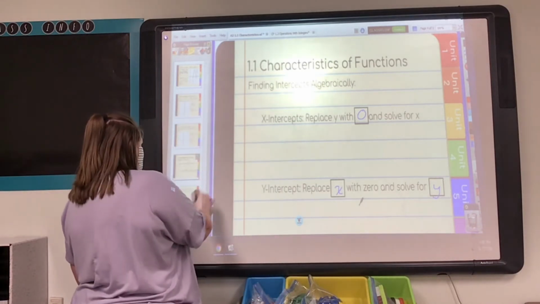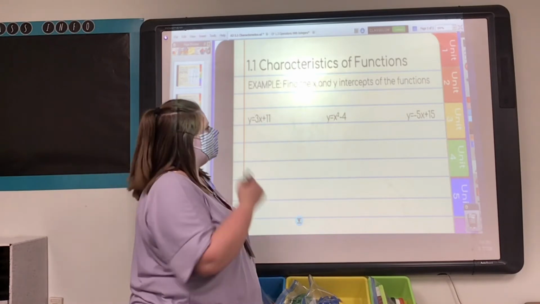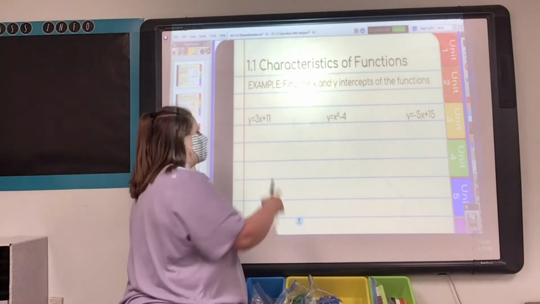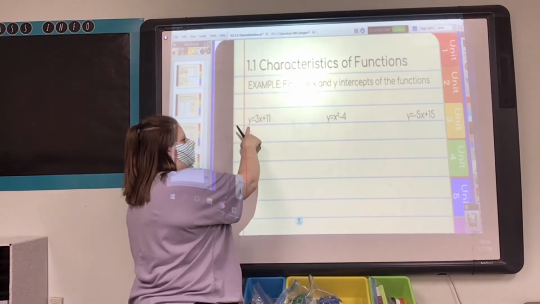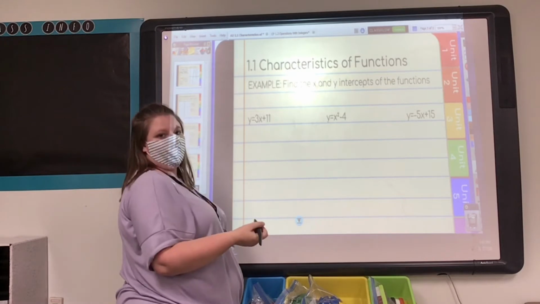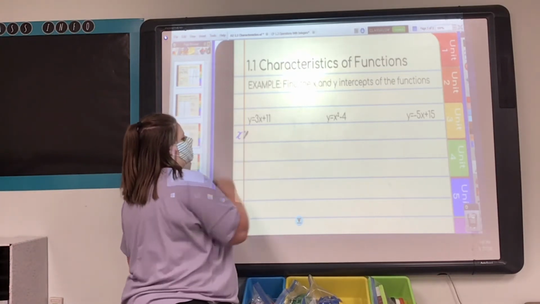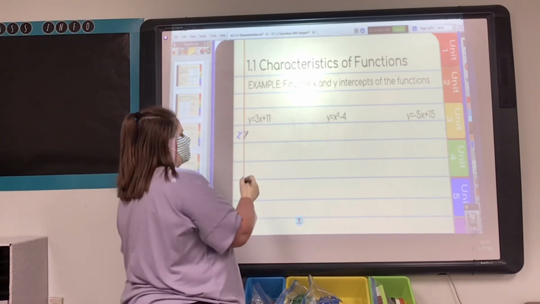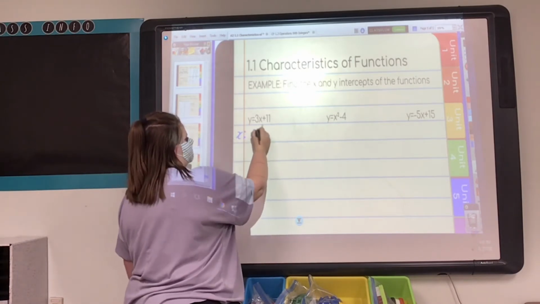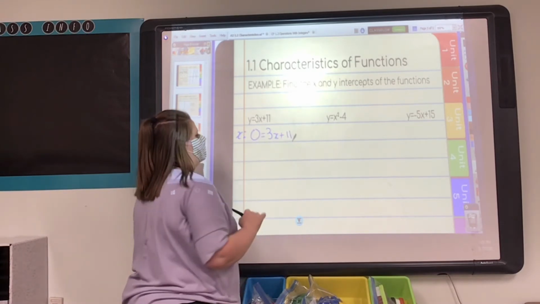So let's look at a couple of examples of how to do that. So we need to find the x-intercept and the y-intercept for each of these. So I'm going to start with the first function, y equals 3x plus 11. And I want to find the x-intercept to start off with. And I'm going to label what I'm doing. That way it's a little bit clearer. So to find the x-intercept here, I need to replace y with 0. So I get 0 equals 3x plus 11.